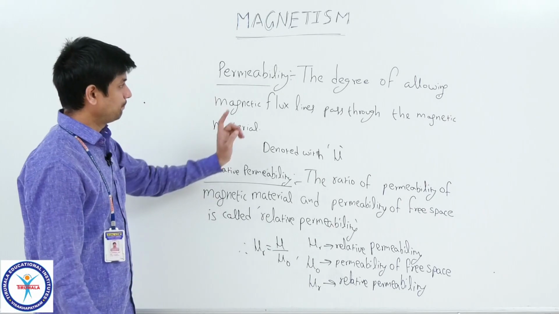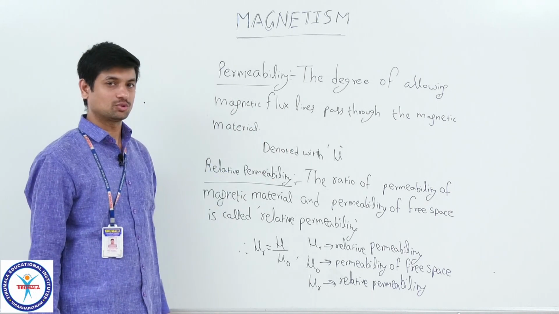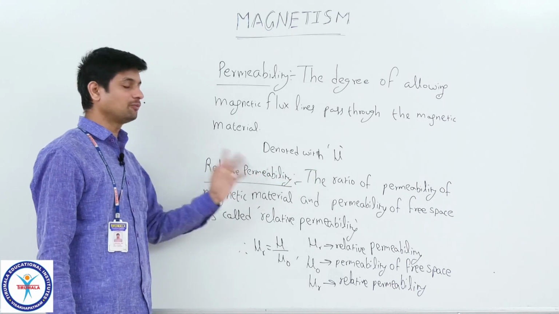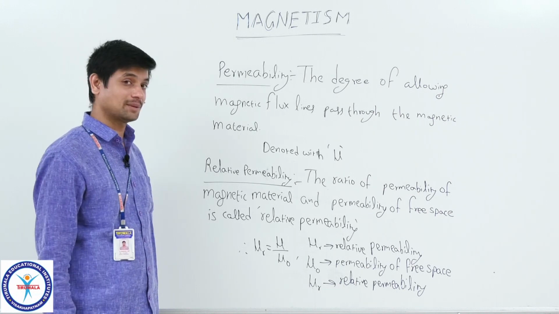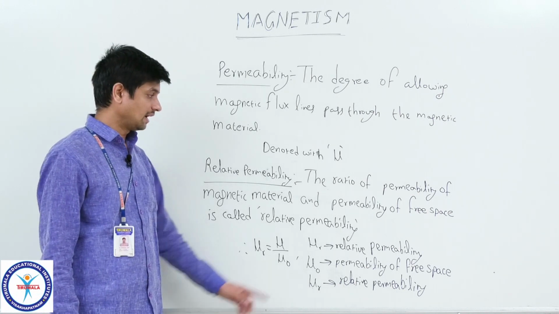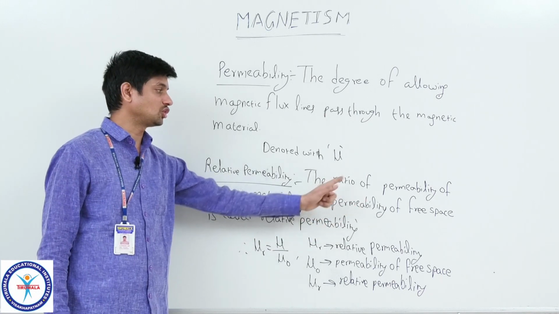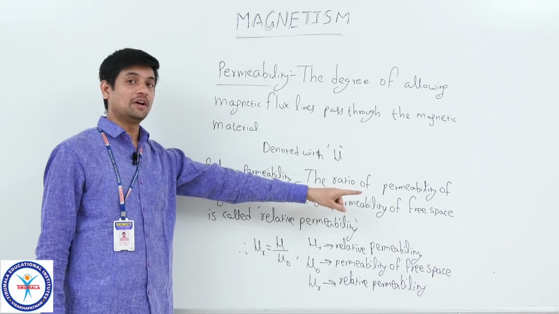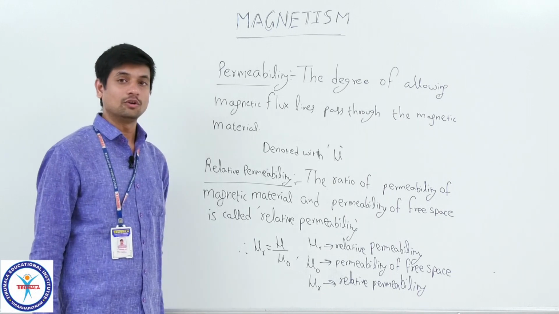Yes children, permeability I said is the degree of allowing magnetic flux lines passing through the magnetic material, denoted with mu. Now relative permeability, relative means here I am comparing with one basic value. What is the basic value? Here also I am comparing with the permeability of free space. Look at this ratio of permeability of magnetic material and permeability of free space. If I take that ratio, that is nothing but the relative permeability.